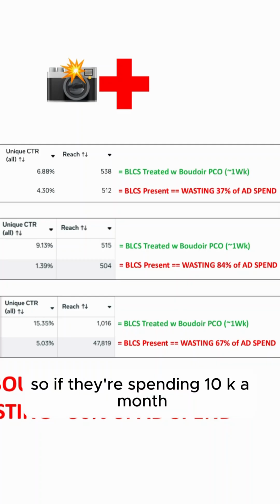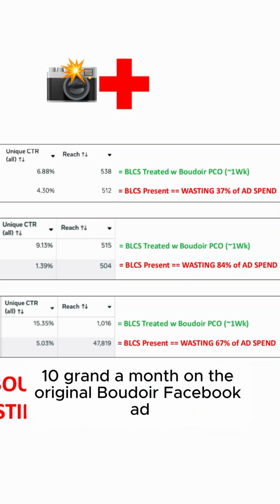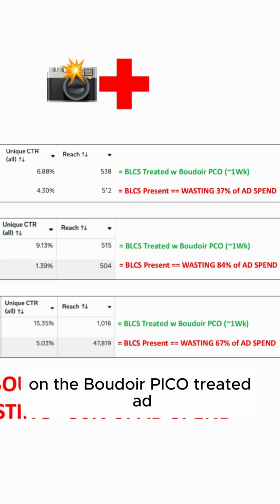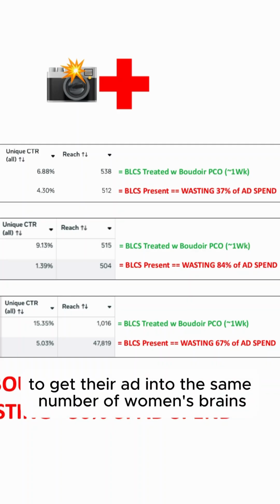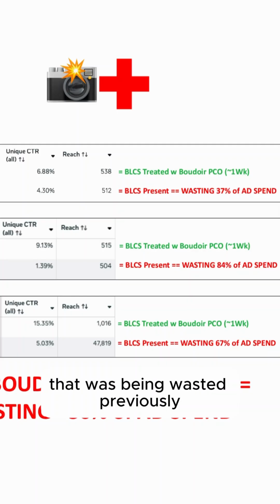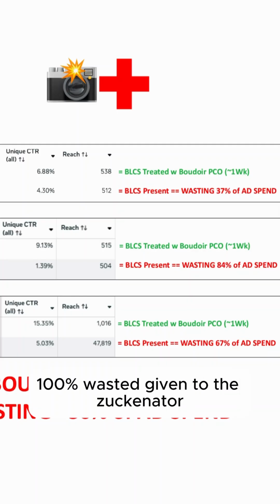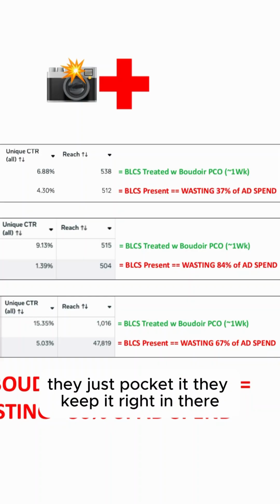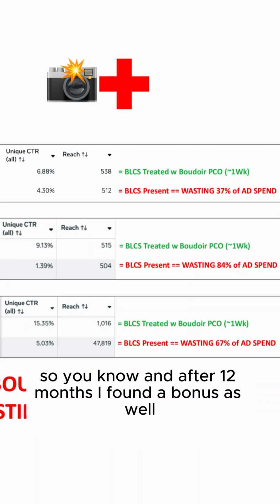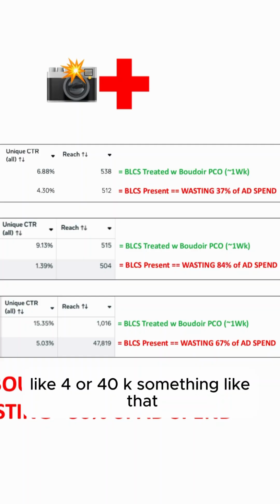So if they're spending 10K a month on the original Boudoir Facebook ad, now they only need to spend $6,300 a month on the Boudoir Pico treated ad to get their ad into the same number of women's brains. Way more efficient. And the $3,700 a month they no longer have to spend was being wasted previously, 100% wasted, given to the Zuckinator. They just pocket it. It's kind of like a phantom profit, like a phantom bonus. And after 12 months, that phantom bonus is what, like 40K, something like that.